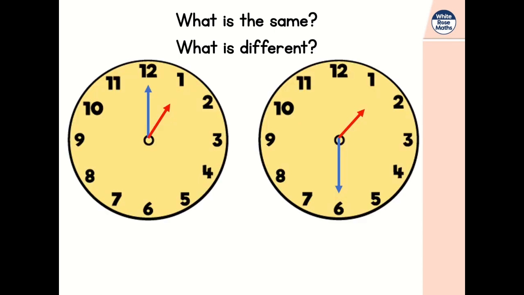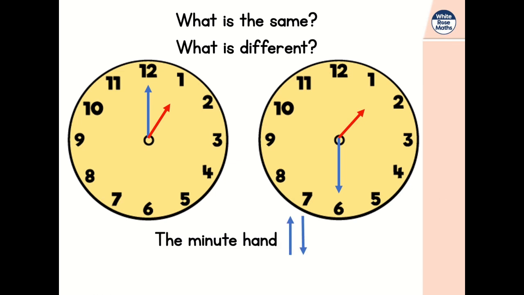Have a look at these clocks. What is the same and what is different? I notice that both of the clocks are the same size, the same shape, have the same numbers, and they both have a minute hand and an hour hand. What's different? Carefully, can you see? The hands on the clock are different. They've changed position.